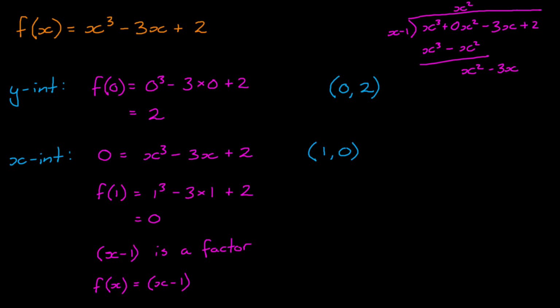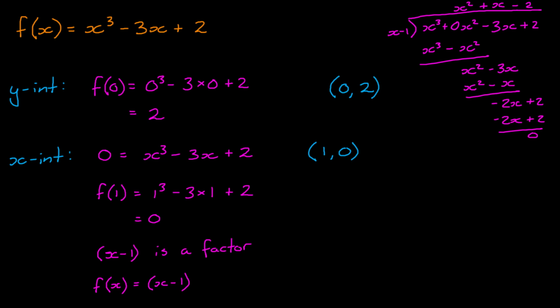Okay, and we're going to need a plus x term. That'll give us x squared minus x. And subtracting that away, we'll get minus 2x. Bring down the plus 2. And we're going to need a minus 2. And that'll give us minus 2x plus 2. Which we knew already would give us 0 because we knew x minus 1 was a factor.